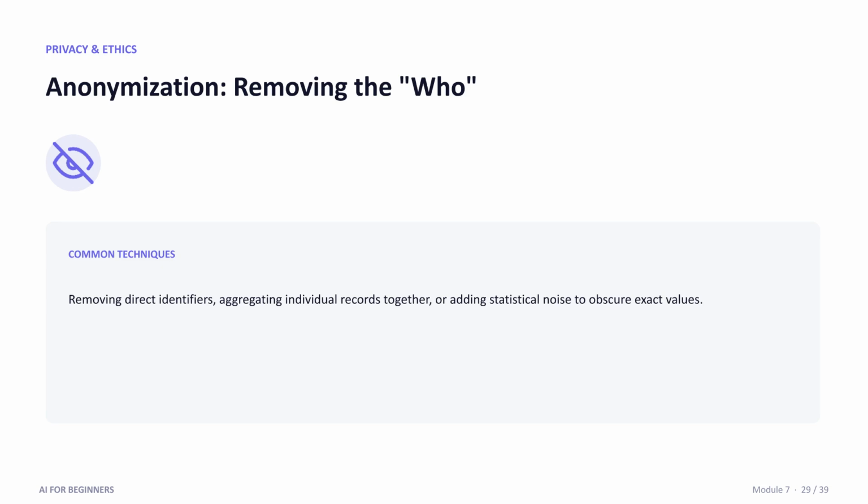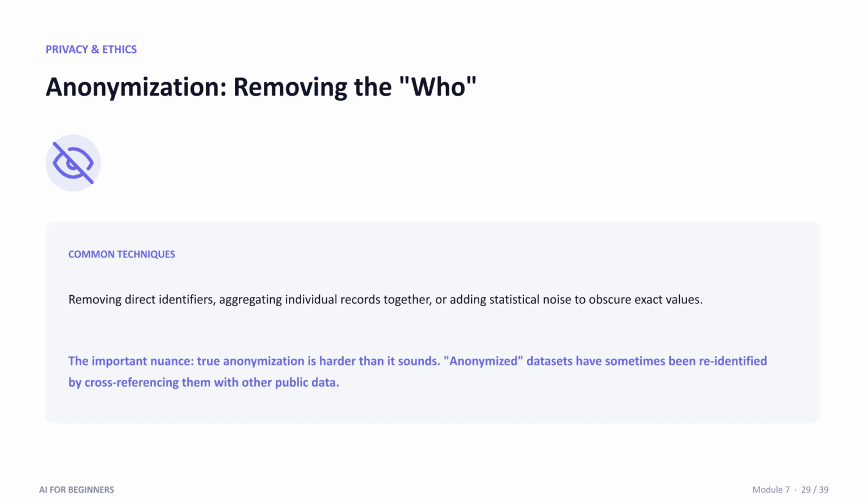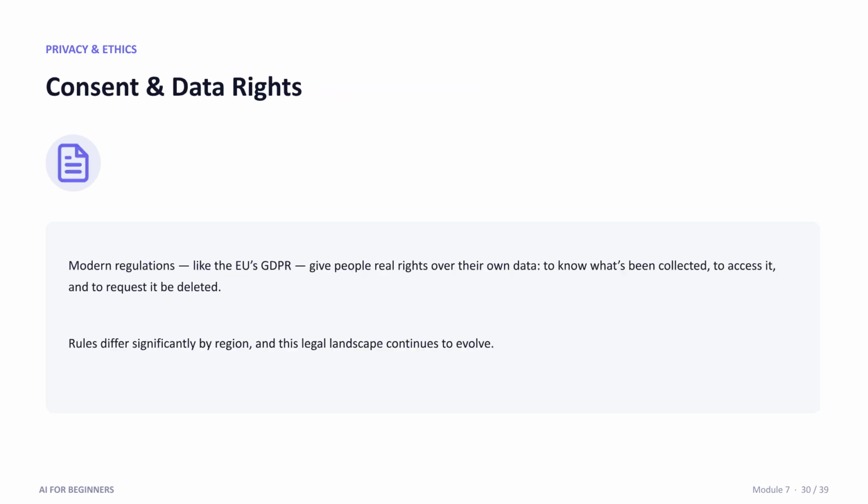Techniques like anonymization help protect privacy by removing identifiers or adding statistical noise. However, true anonymization is harder than it sounds, as datasets can sometimes be re-identified by cross-referencing them with other publicly available information. Today, modern regulations like the GDPR grant individuals legal rights over their own data, including the right to access or delete it. Because these rules and the legal landscape continue to evolve, compliance remains a vital responsibility for any data-driven project.